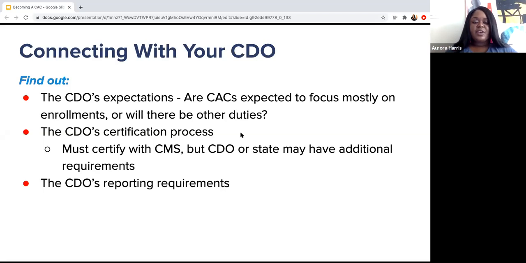And then you need to figure out the CDO's reporting requirements, right? Because when you become a CAC, your CDO is going to want to know, how many people did you talk to? How many people did you enroll in a health plan? How many email addresses did you collect, et cetera, et cetera. If they want to collect all that information, you need to figure out what that reporting requirement looks like so you can make sure you're fulfilling your duties to that organization as well. So that's the first step.